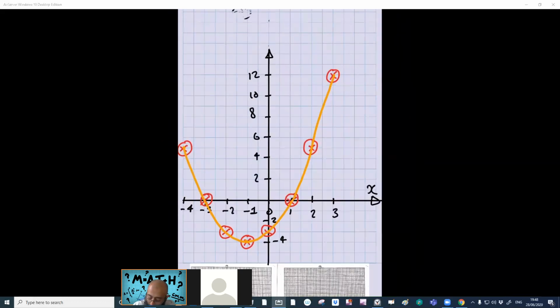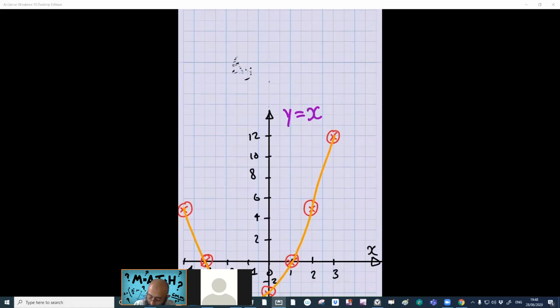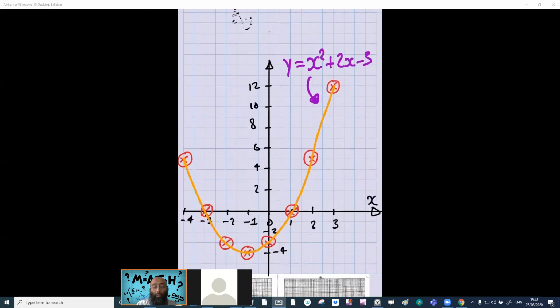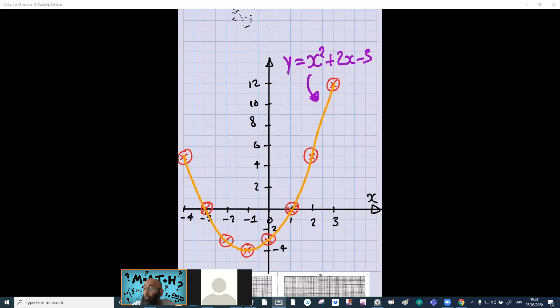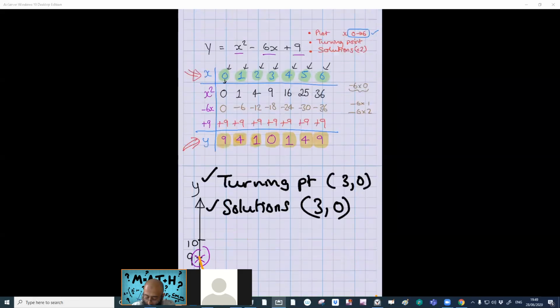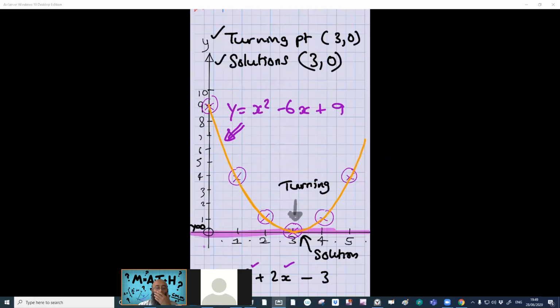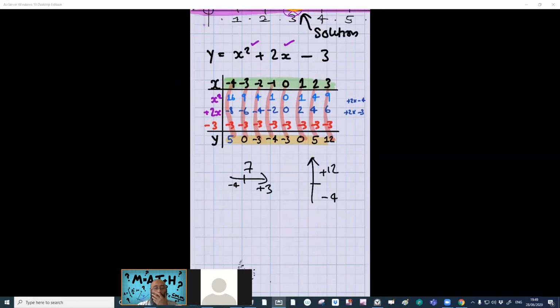So one thing that I forgot to do in the previous question, which nobody reminded me about, we need to label the graph. So y equals x squared plus 2x minus 3, and we put a little arrow on there. So to label that graph, there's our graph. Now similarly, we're going to go back. We didn't label this graph either, and that was y equals x squared minus 6x plus 9. Okay. So there you go.